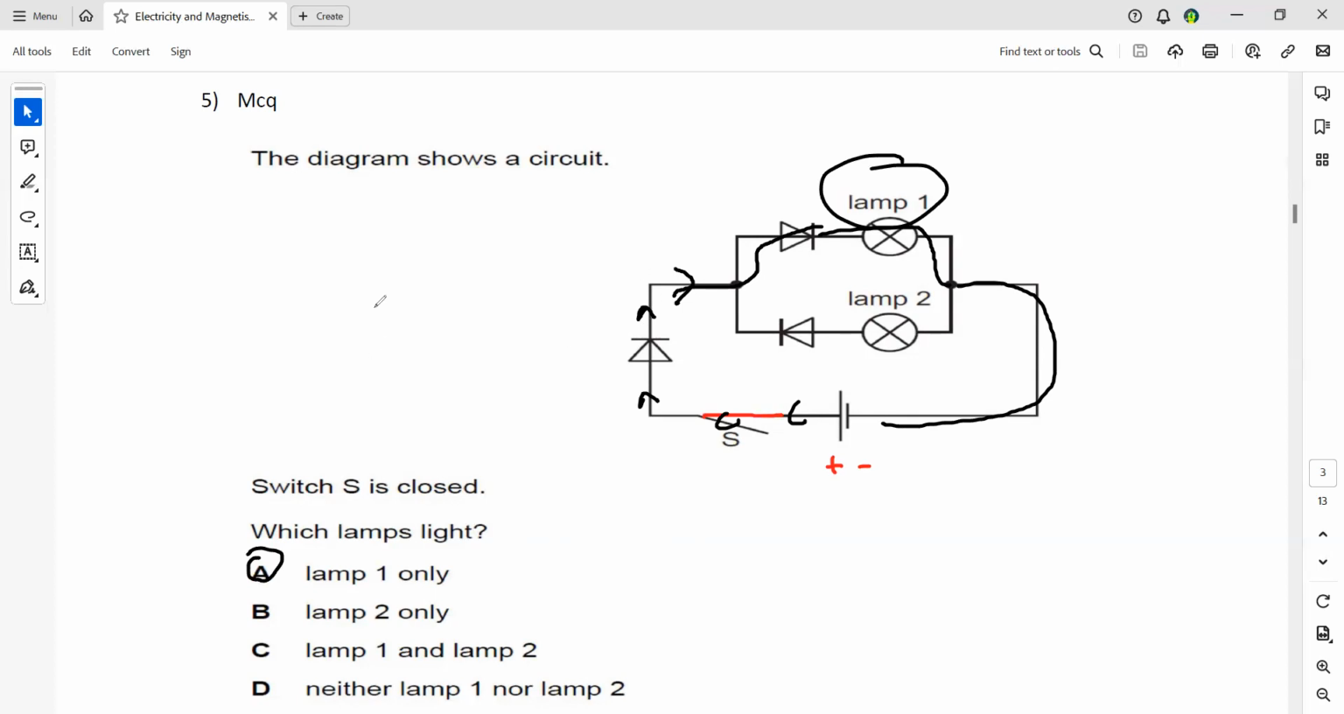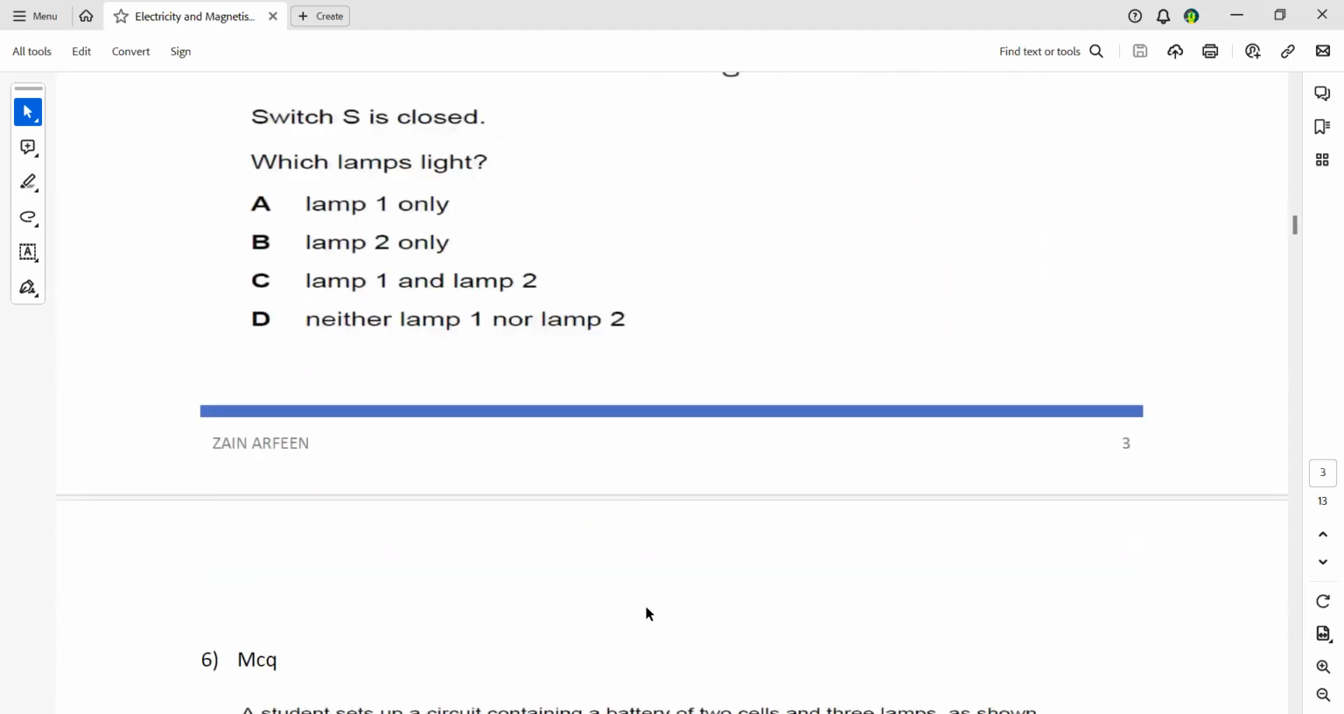Because when the current is passing through this side, this diode will allow. But if it is from the wall, the diode will block. A diode is used as a rectifier. These allow the current to move only in one direction.